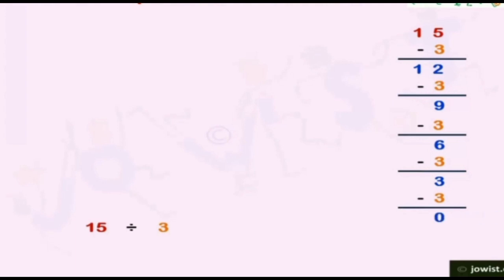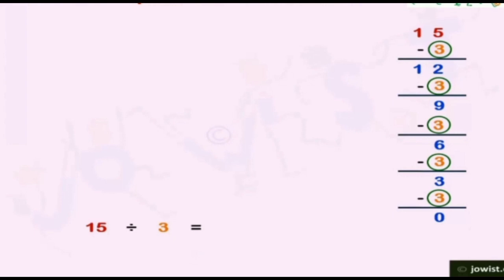Yes, 0. Children, how many times did we subtract 3 from 15? Yes, we have 1, 2, 3, 4 and 5. We subtracted 3 from the number 15, 5 times.